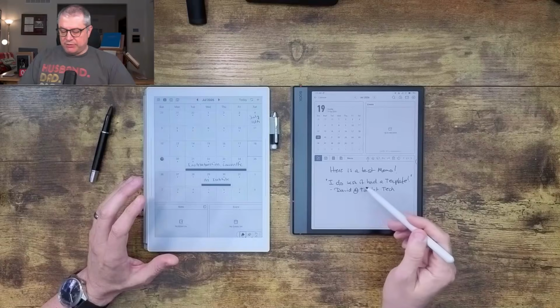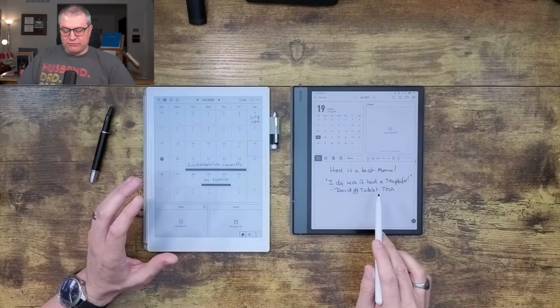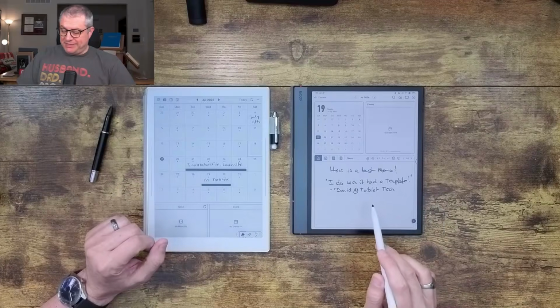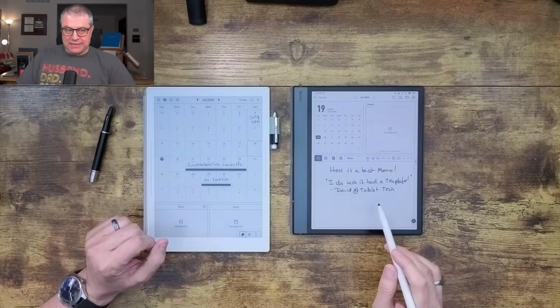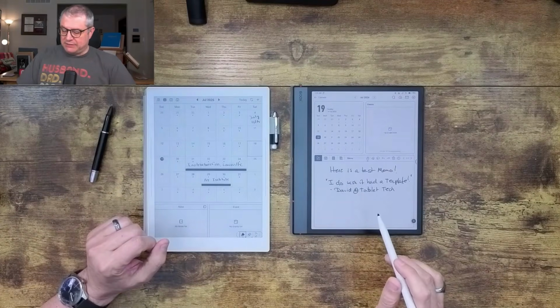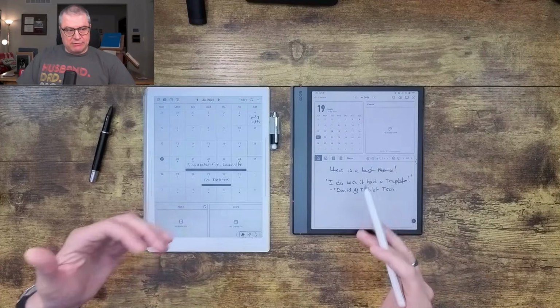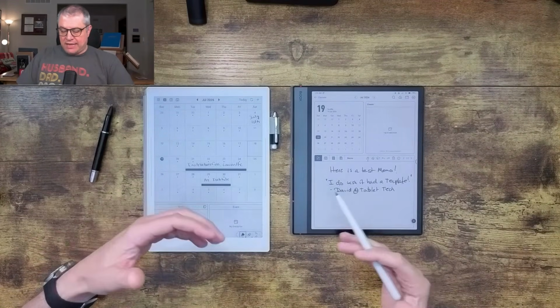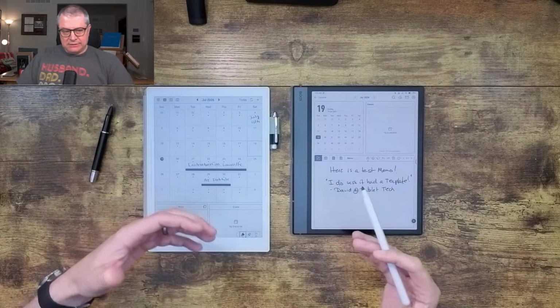So you have your memo, which I've got a nice little quote here from my friend David at Tablet Tech that says, "I do wish it had a template," because I think that's very true. I have trouble writing in straight lines as well. But here's a test memo. You saw that when I was on the outside. You'll only see the one on the current day, and that can sometimes be a little disconcerting.